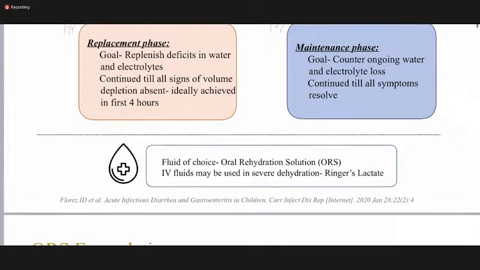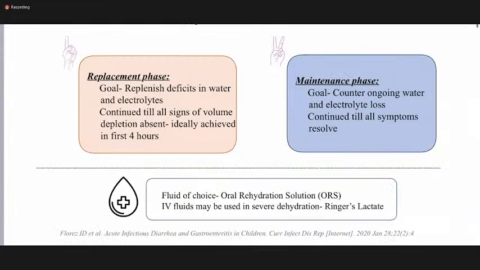Okay. So what do we give as fluid of choice? We are always taught to use the gut when you can. So oral rehydration solution is one of the best things to use to replace the losses. But in severe cases, especially with severe dehydration and shock, of course, we need to use IV fluids. Next, please.